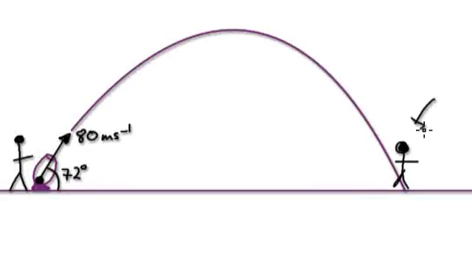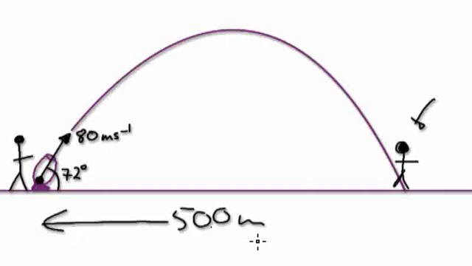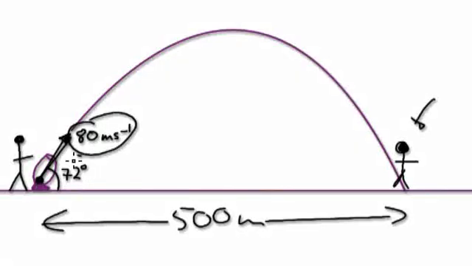To answer this question here, let's say your enemy is 500 meters away. You could use this technique to find out if you could hit your enemy when you fire the cannonball at 80 meters per second at an angle of 72 degrees. In the next video, I will give you an example.